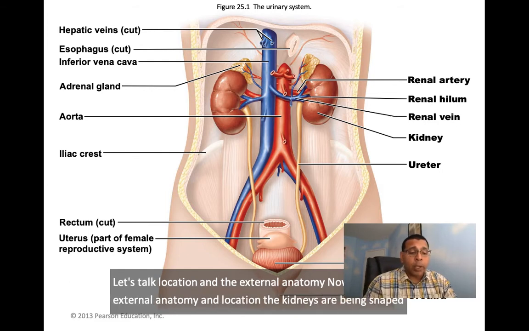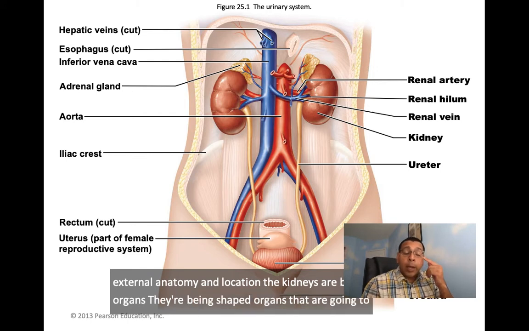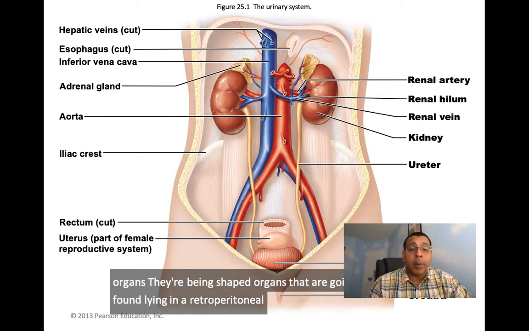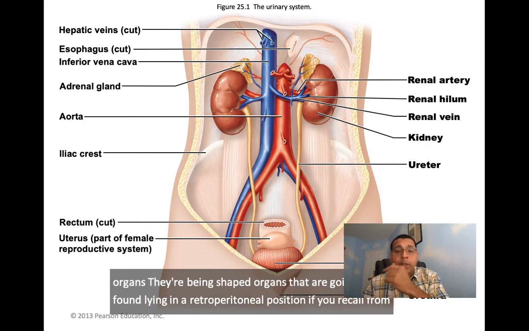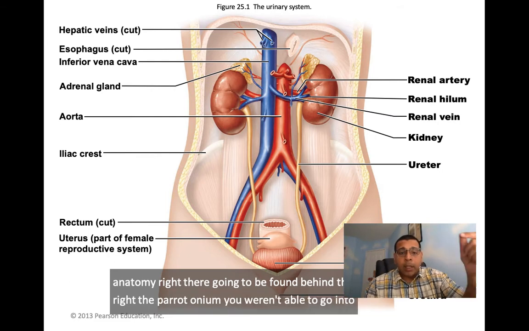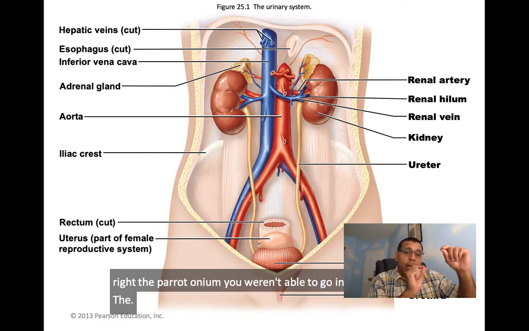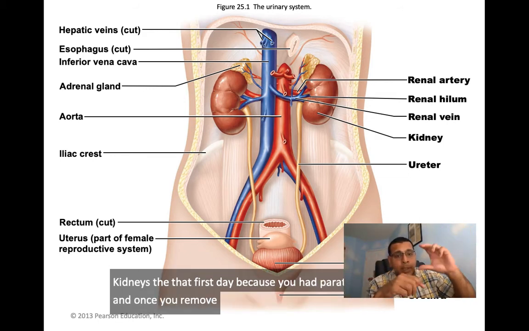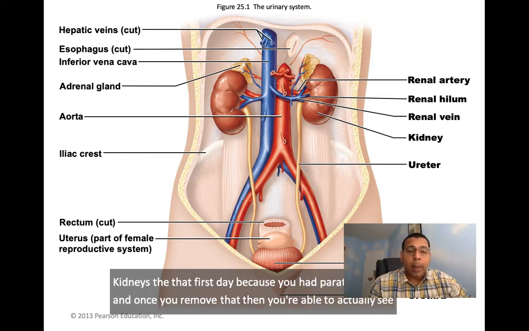They're bean-shaped organs that are going to be found lying in a retroperitoneal position. If you recall from anatomy, right? They're going to be found behind the peritoneum, right? You weren't able to go into and dissect the kidneys that first day because you had peritoneum there. And once you removed that, then you were able to actually see the whole structure of the kidneys.